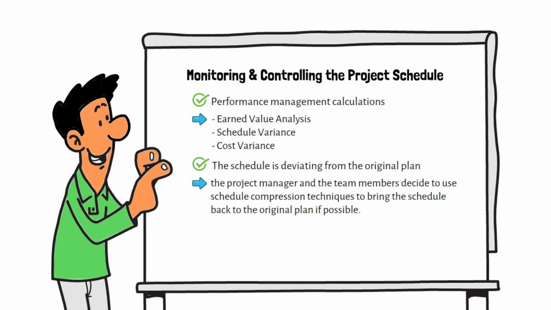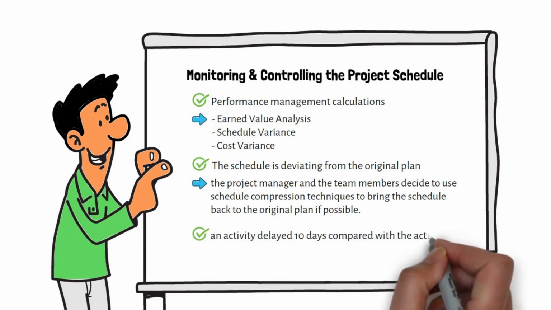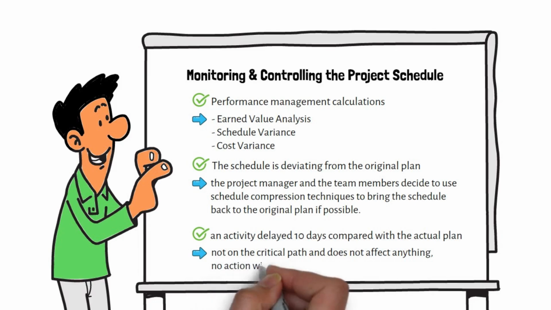Sometimes delays do not affect the project's milestones. For example, an activity delayed 10 days compared with the actual plan, but if it is not on the critical path and does not affect anything, no action will be required.